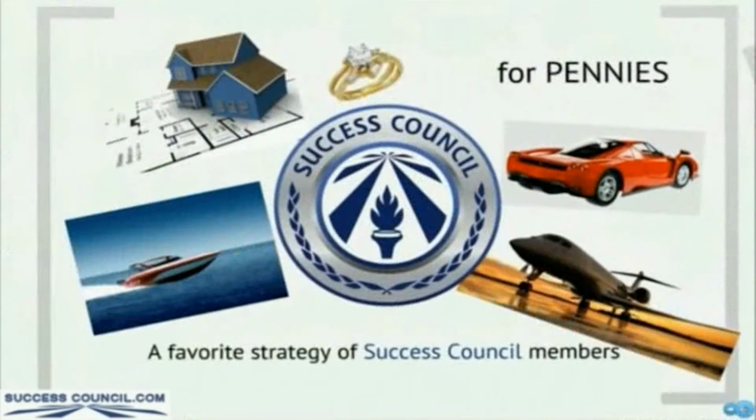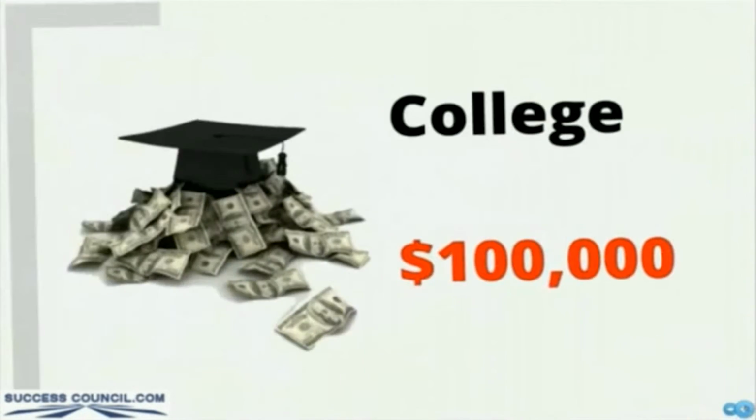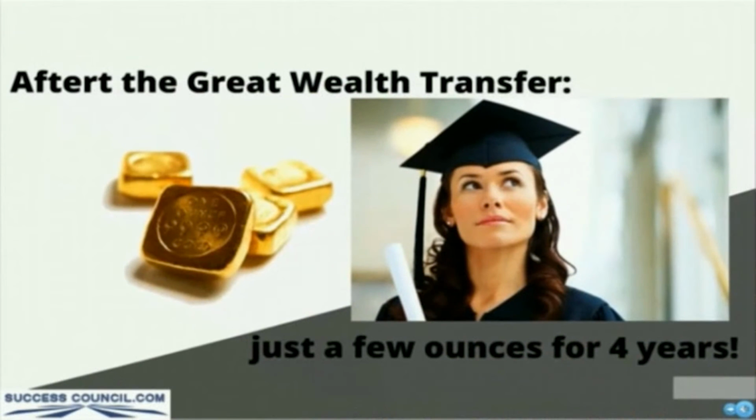Scooping up valuable, tangible assets like real estate, businesses, rare art, jewelry, cars, boats, even airplanes for pennies on the dollar is a favorite strategy of Success Council members. Want to pay for your kids' college? Now it can take $100,000 or more. But after the great wealth transfer, a few ounces of your gold could pay for the whole 4-year ride.